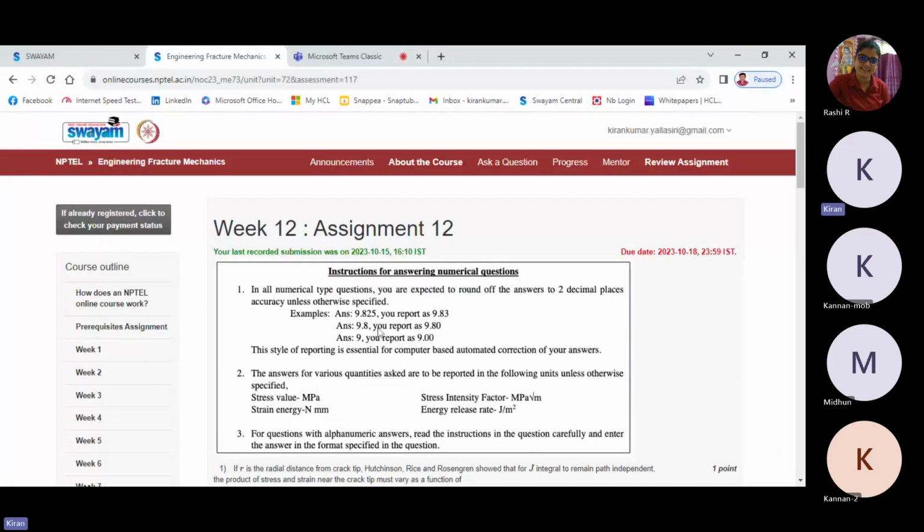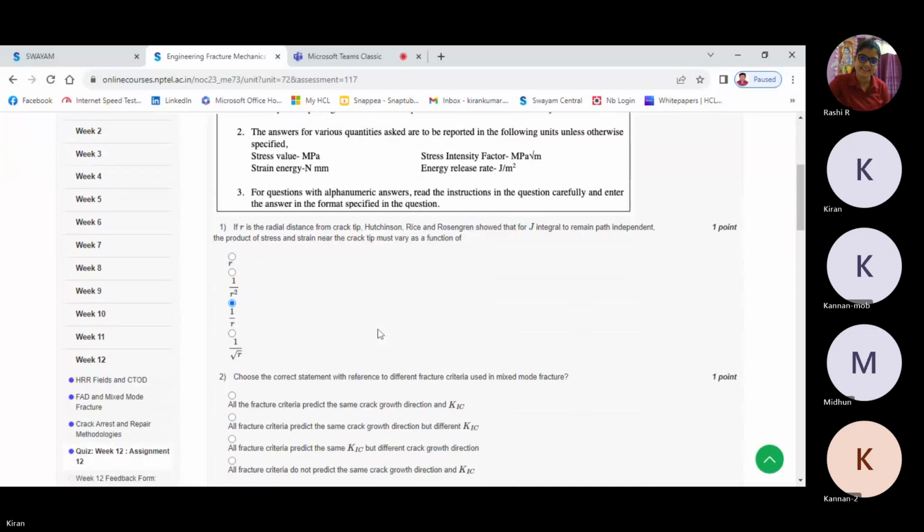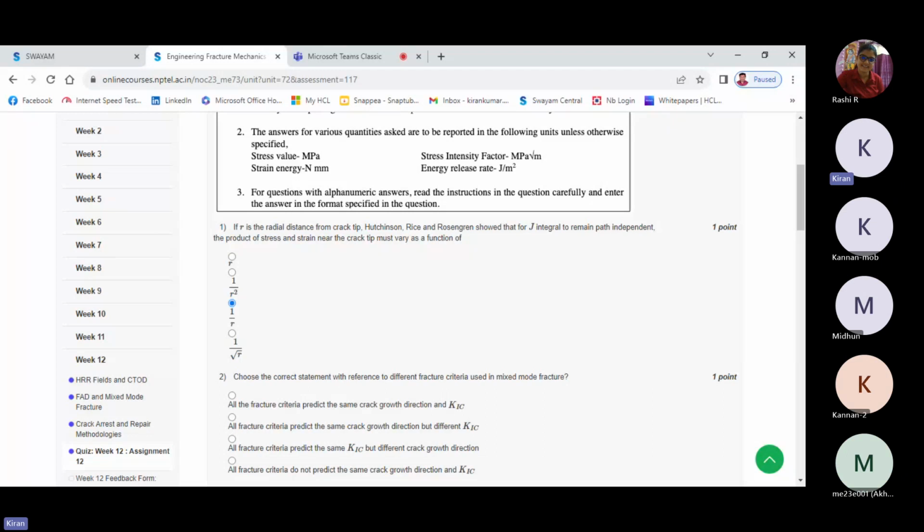Okay, we'll start with assignment 12. For this one, if R is the radial distance from the crack tip, Hutchinson, Rice, and Rosengren showed that for the J integral to remain path independent, the product of stress and strain near the crack tip must vary as a function of 1 by R. This was in the lecture.